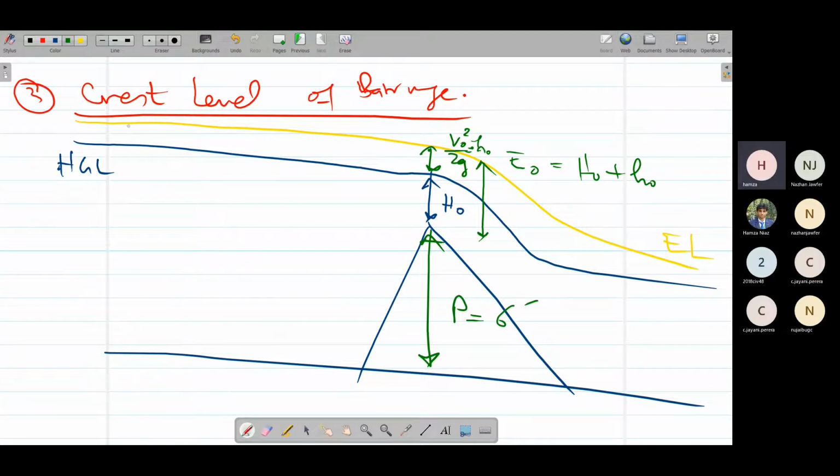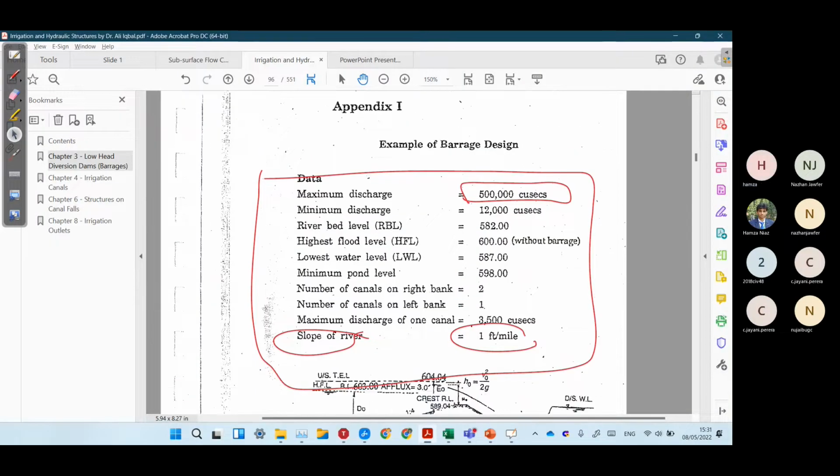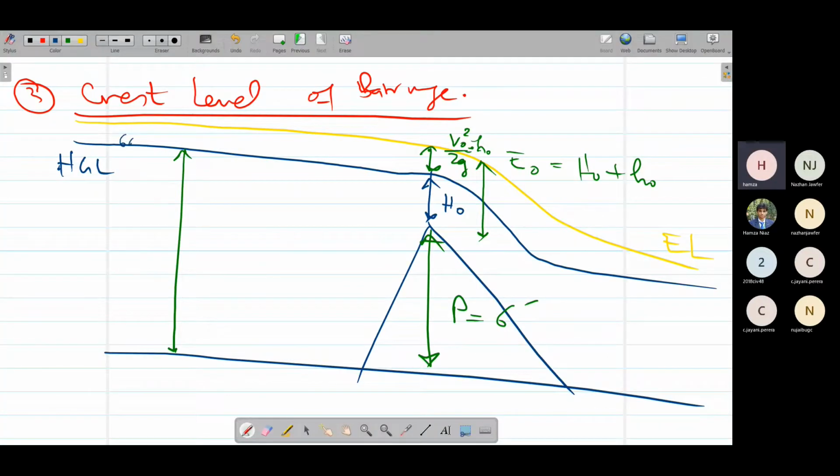Similarly, we can write this as this one. We know that this is the highest flood level. The highest flood level was 600 feet without the barrage. So if this is 600 feet, and we know that the river bed level is 582 feet, this normal depth of flow would be D naught. That would be 600 minus 582, so that would be 18 feet.